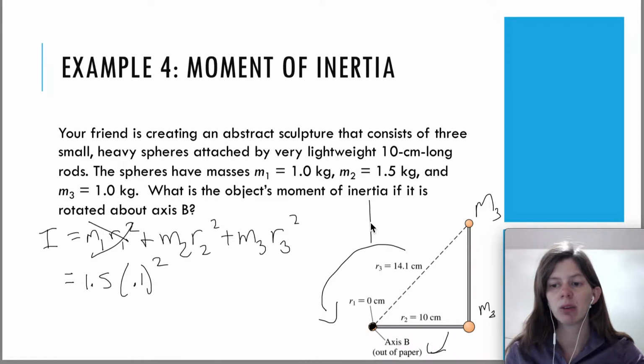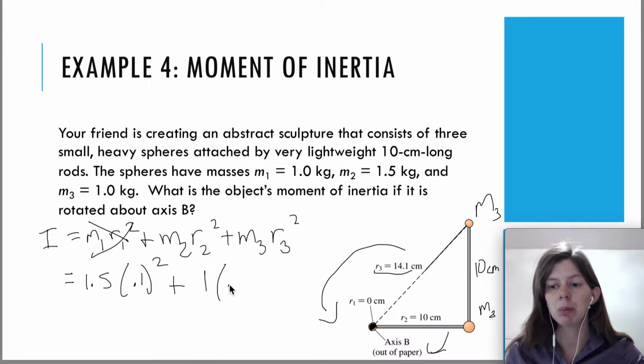It used to be the axis was right here and the distance was horizontal, but now that the axis is coming out of the paper, the distance is shown on this picture with R3. And we're given the value 14.1, but in general, you'd have to calculate this value because you know that both sides of this triangle are 10 centimeters, so you would have to use the Pythagorean theorem to calculate the 14.1 centimeters. But since we're given it in the picture, we're going to go ahead and plug it in.